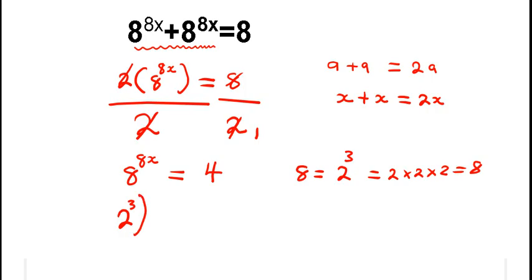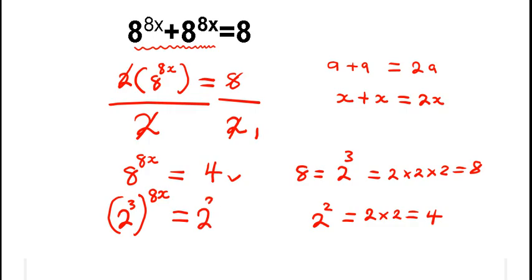So here we are going to have 2 raised to power 3, then bracket opens and closes, raised to power 8x is equal to, then our 4 is going to be 2 raised to power 2, which is multiplying 2 into 2 places. 2 times 2 is going to be 4. So we have it as 2 raised to power 2. So what else are we supposed to do?